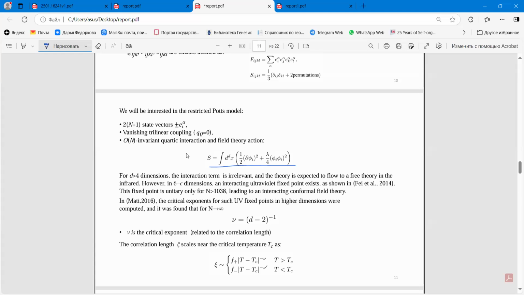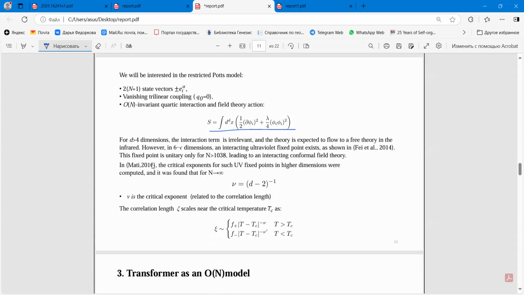And it's interesting that for more than four dimensions, the interaction term is irrelevant, and the theory is expected to flow to free theory in the infrared. However, in six dimensions, interacting ultraviolet fixed points exist, as shown in the paper. And this fixed point is unitary only for n more than 1038, leading to an interacting conformal field theory.